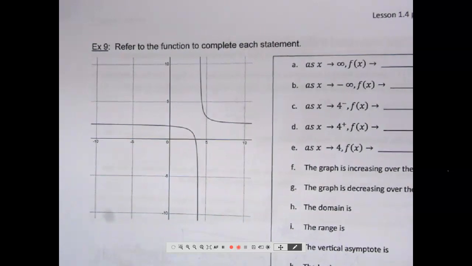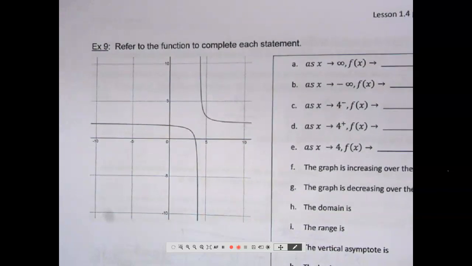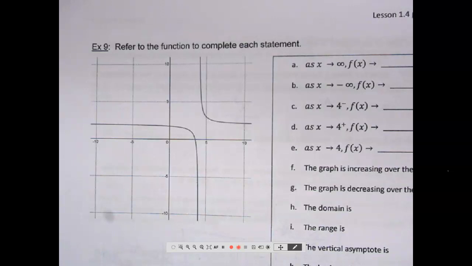Okay, so I have... well, last one, guys. I have a rational function graph here. I don't even have the equation for you. It's just here is a graph. And we're going to answer all these beautiful questions. Ready? As x approaches infinity, f of x, aka y, approaches what?